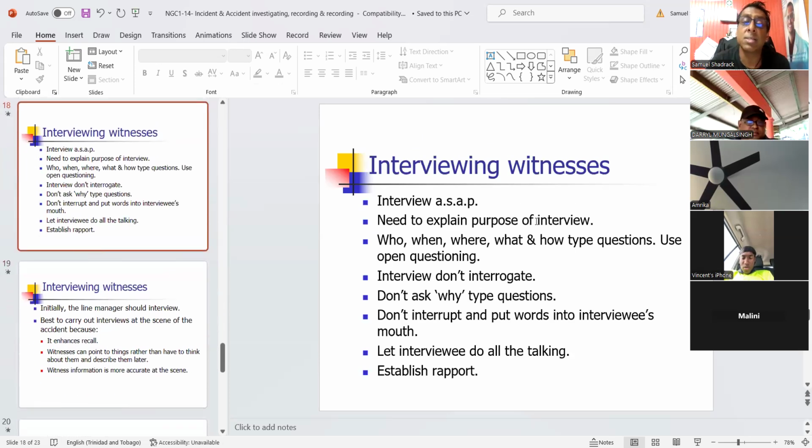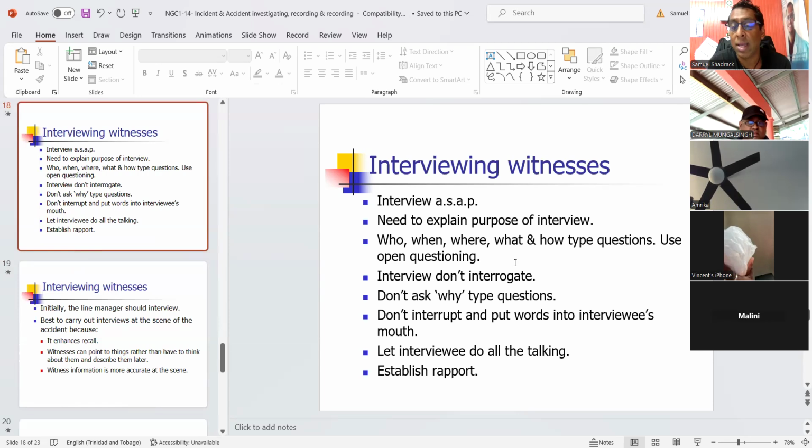When you're interviewing witnesses, interview as soon as possible. You need to explain the purpose of the interview to the worker, which is to gain the facts, right? It's not to fire anybody. You can ask who, when, where, what, and how type questions. Use open questioning. Open questioning will ask the person, can you describe? An open question does not end in yes or no, right? Interview the person, don't interrogate.